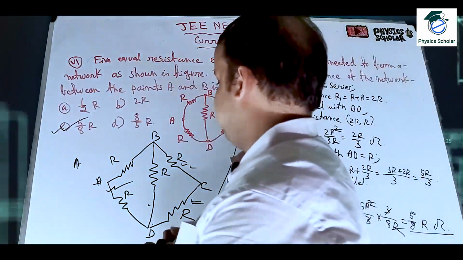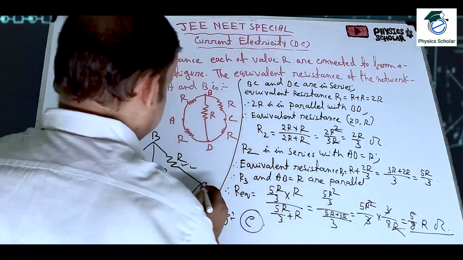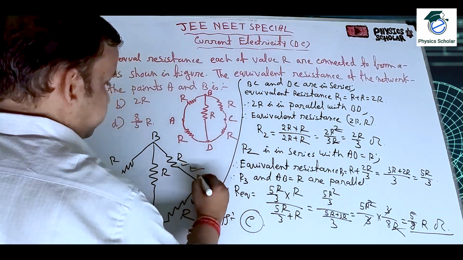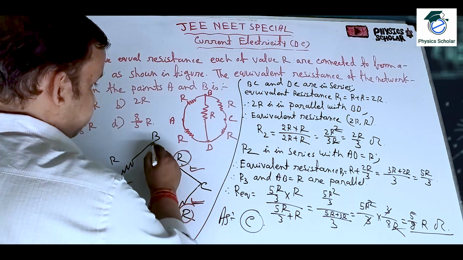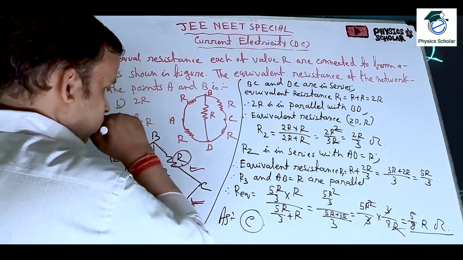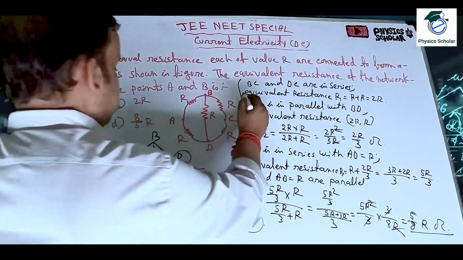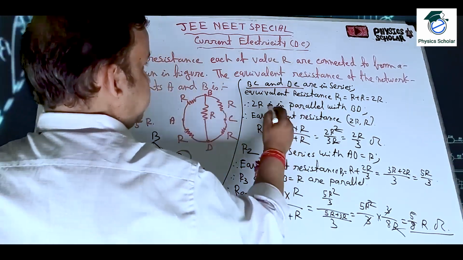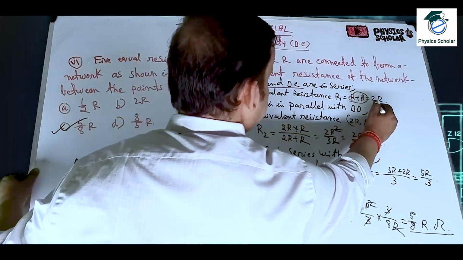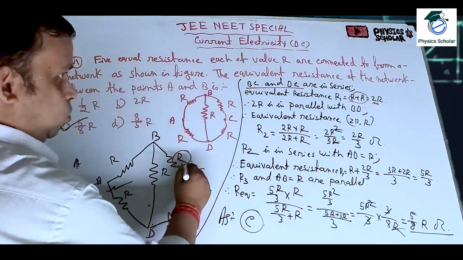Now you see, we have to start from one end. So we are starting from this end. These two are in series. If the current comes, the same current will flow. So BC and CD, or DC, are in series. So what will the equivalent resistance be? R plus R, that means 2R. So the equivalent resistance will be 2R.